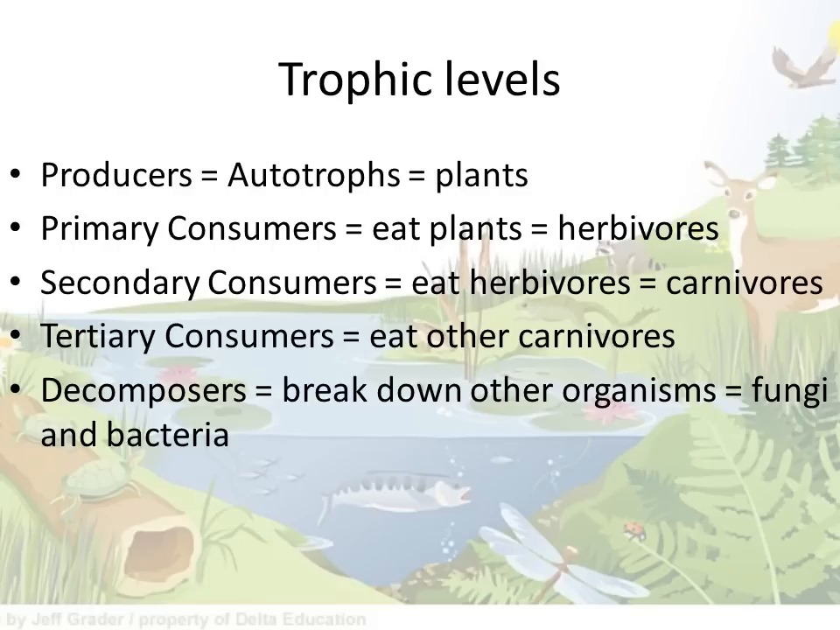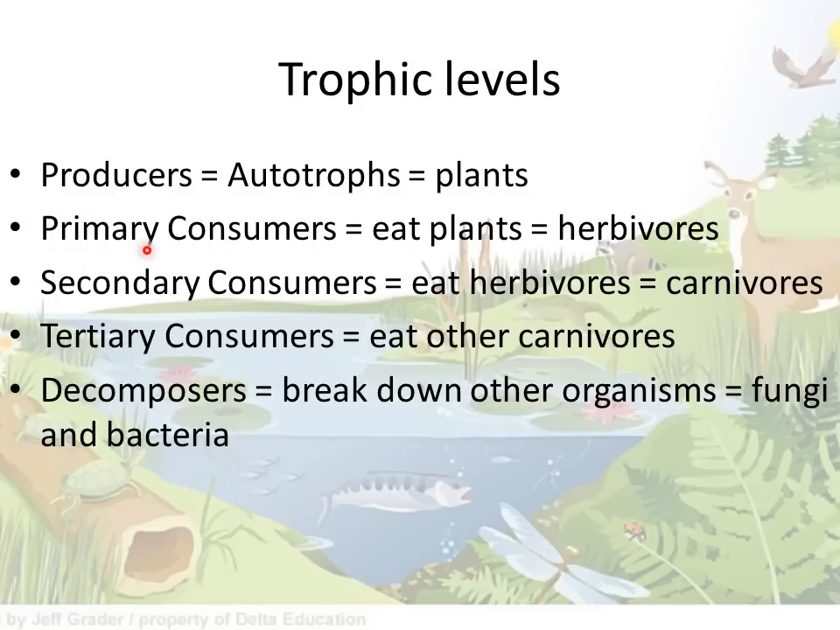So trophic levels describe the flow of energy through an ecosystem, and basically they are laid out by what animals eat or how they eat. So the first trophic level are producers, and producers are autotrophs. If you remember that word, it means that they make their own food. They're self-feeders. So most of the time that's plants. There's some other things that can do photosynthesis, but mostly plants are the producers.